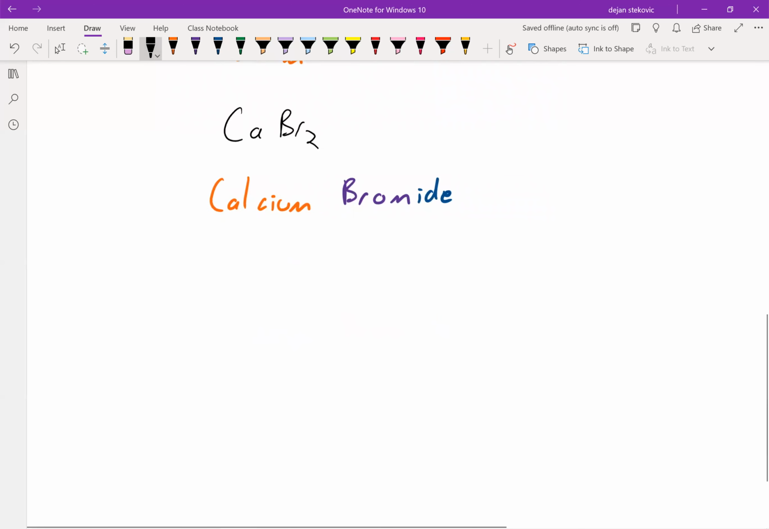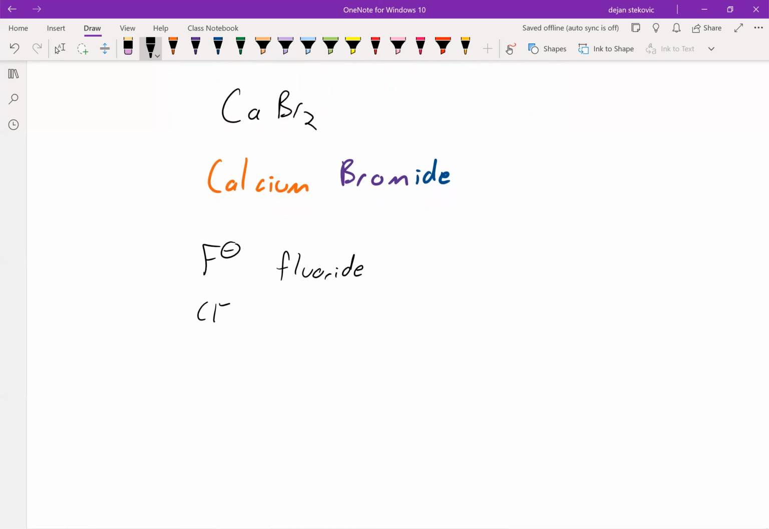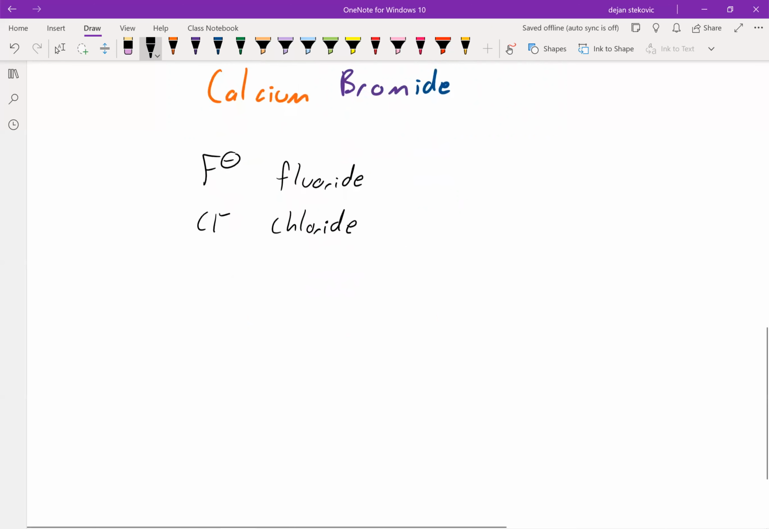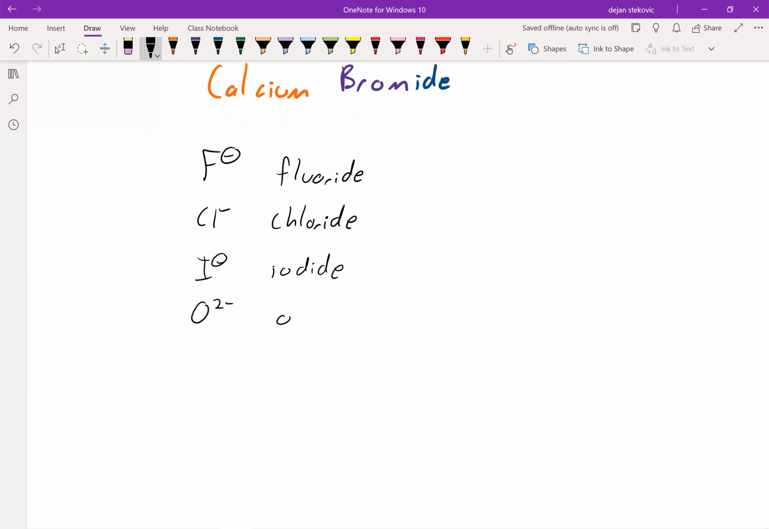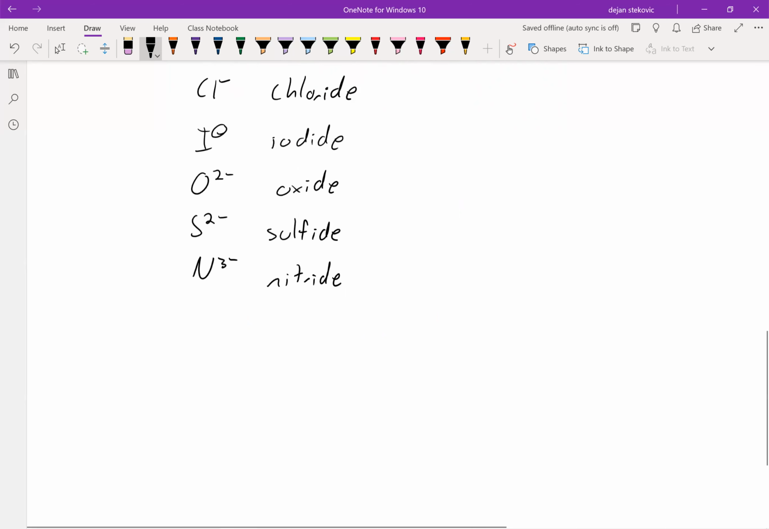In terms of the namings, F- is fluoride. Cl- is chloride. I- is iodide. O2- is oxide. S2- is sulfide. And then N3- is nitride. Those are the most common. You can have other ides, but those are just the most common ones.